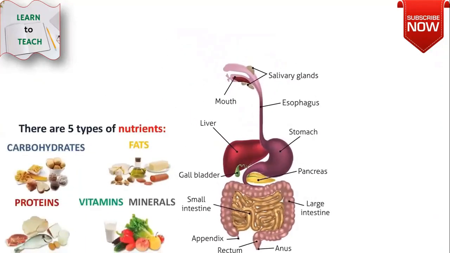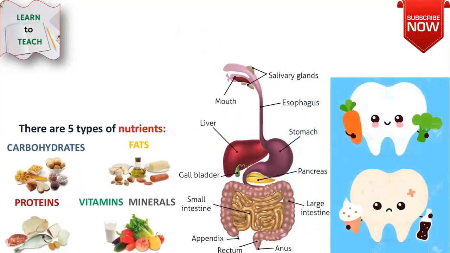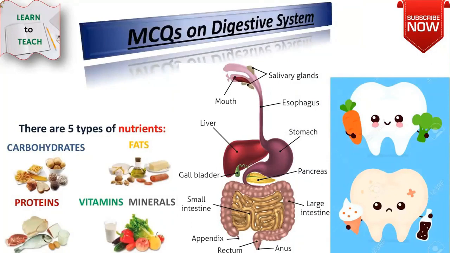So far in the chapter of digestive system, we have learned about the importance of food, the types of nutrients, digestive system in detail and the structure of a tooth. So here I come to an end to this chapter by discussing with you all certain multiple choice questions. So please do watch the whole video and make sure that you all are clear with the concepts. So let us begin now.